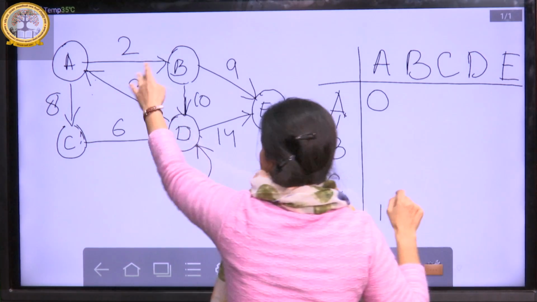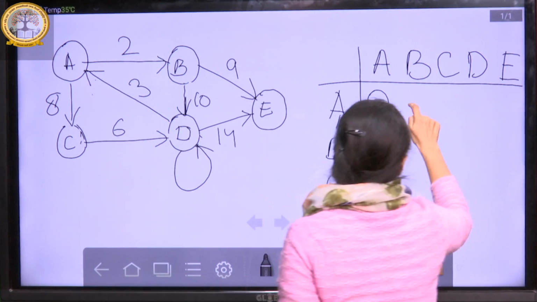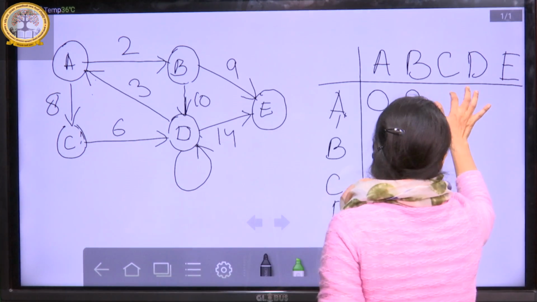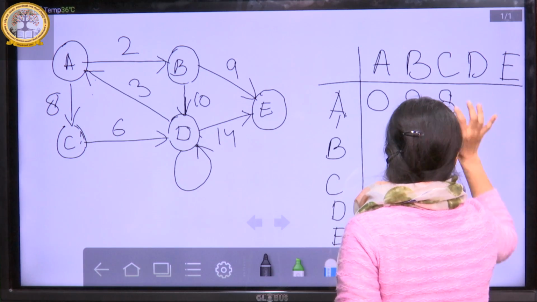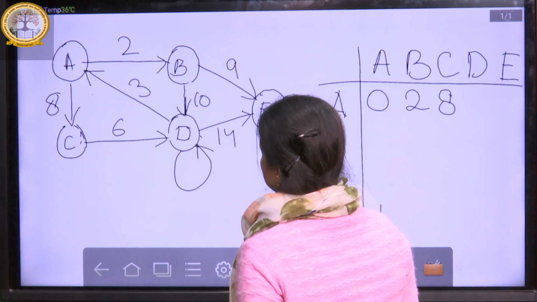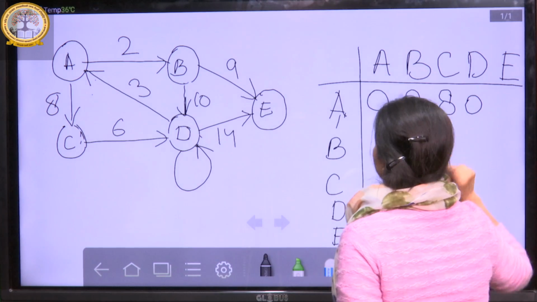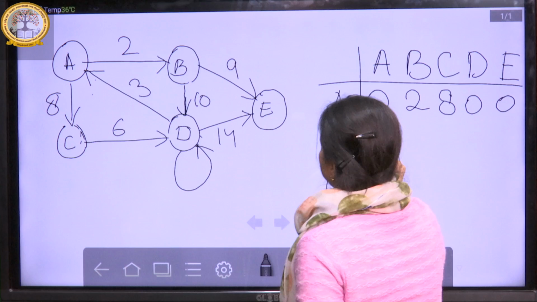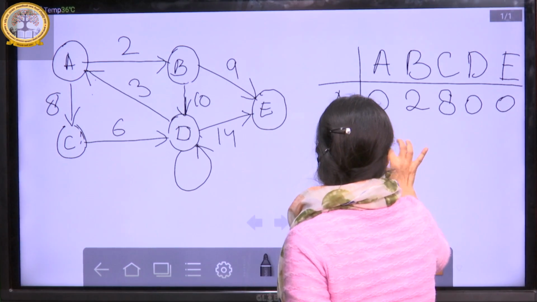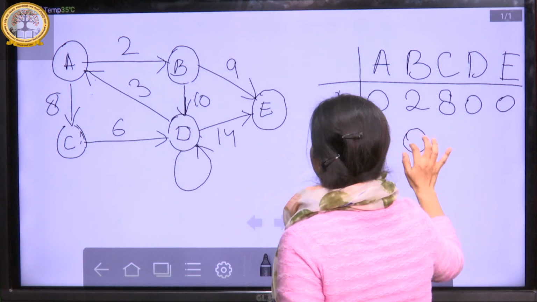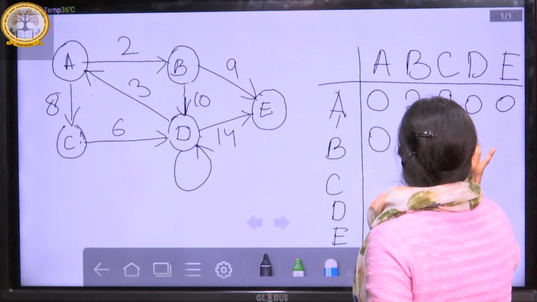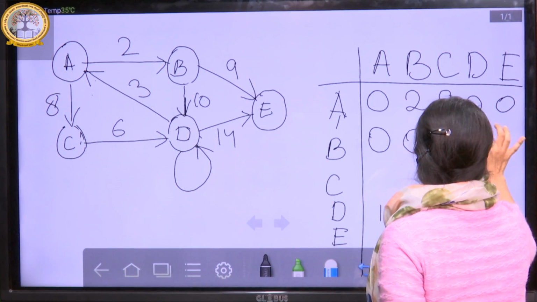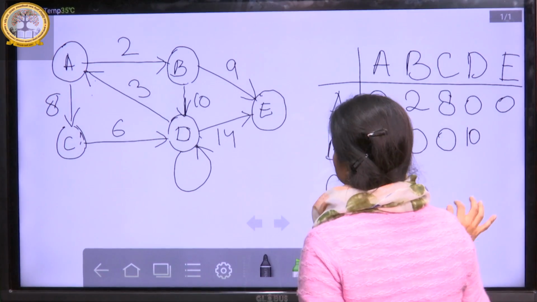From A to B, there is an edge which is having a weight of 2. From A to C, edge having weight 8. From A to D, 0. From A to E, 0. From B to A, there is no edge. B to B, 0. B to C, 0. B to D, 10. And B to E, 9.